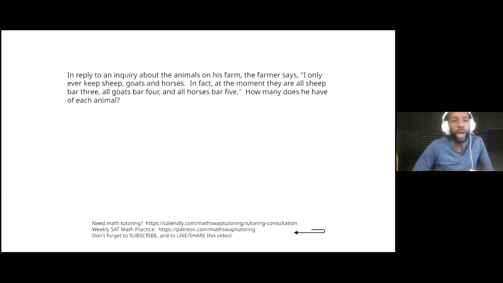All right. So the way I'm going to approach this problem is it's a system of equations is what it looks like. We have three unknowns, so we're going to have three equations, okay?